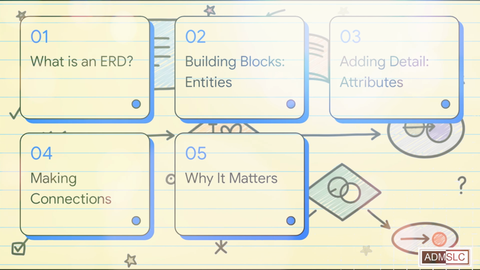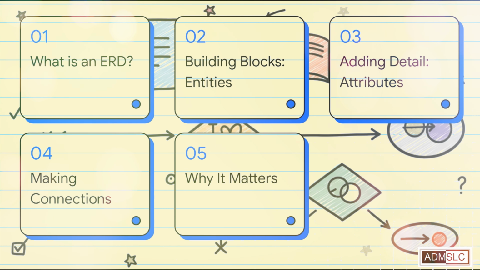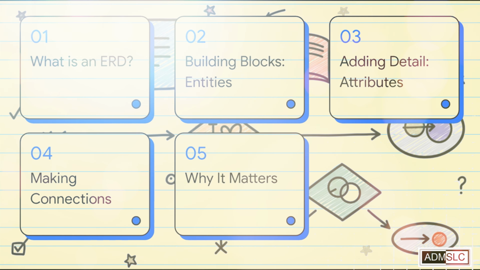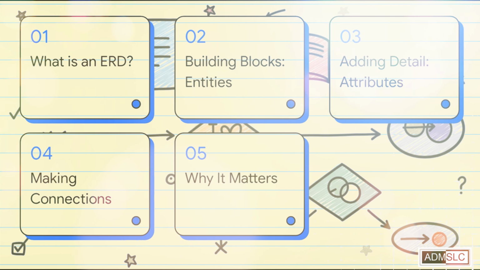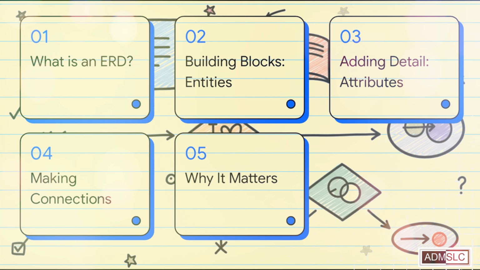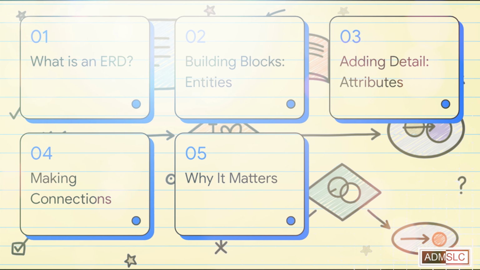Okay, so here's the game plan. First, we'll figure out what exactly an ER diagram is. Then, we'll get into the building blocks, the basic things we're tracking. After that, we'll add some details to them. Then, we'll connect the dots. And finally, we'll see why this whole blueprint thing is so darn important.